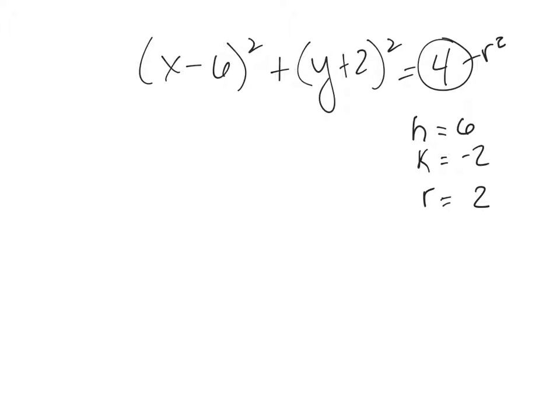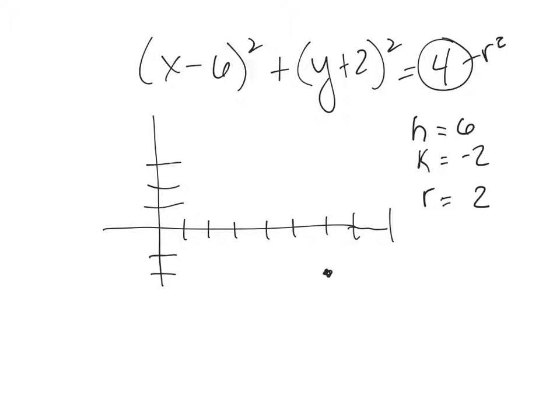So when you're graphing this, you have 1, 2, 3, 4, 5, 6, and 1, 2. You plot the center. And then you go up 2, right 2, left 2, down 2, and you've got your circle.